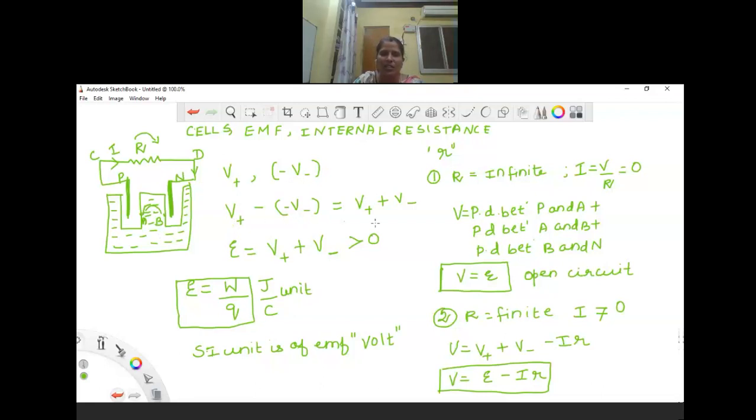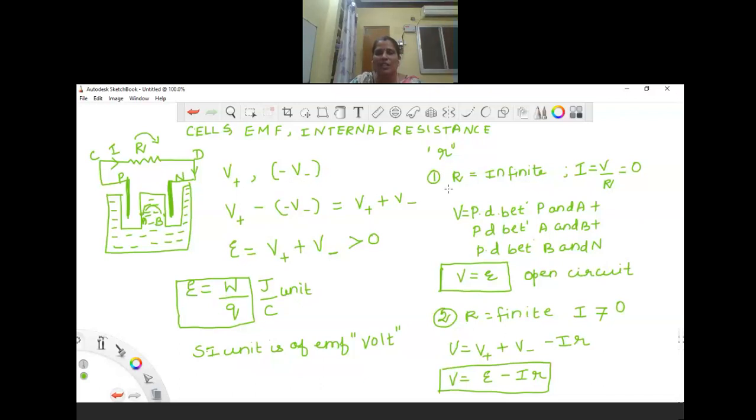V plus minus V minus is equal to V plus V minus, which is nothing but the EMF, and the EMF value is greater than 0. And I told you that the electromotive force is not actually a force, it is the work done. Work done per unit charge, that is E is equal to W by Q, and the SI unit of EMF is volt. And I told you about internal resistance also, that is the resistance offered by the electrolyte.